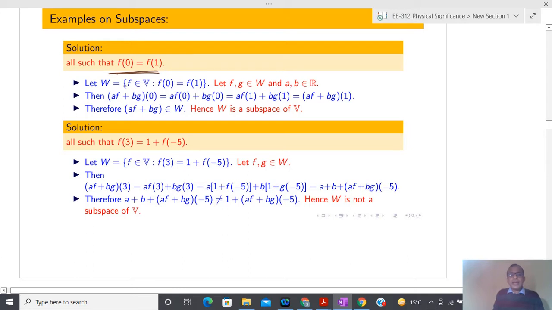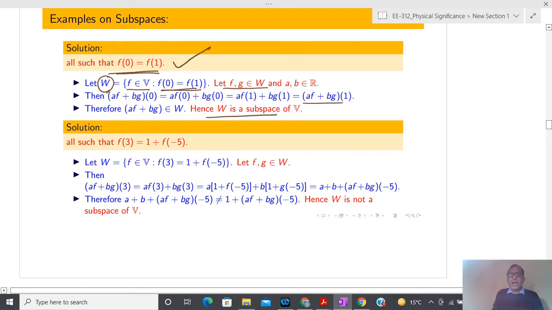Okay, again I have defined in the same way. I have defined a space W where f is coming from the vector space, and that will satisfy this kind of relationship. Again I have generated af plus bg, and it is possible to show that the equality relation will be satisfied, and due to that reason W is a subspace of the vector space.